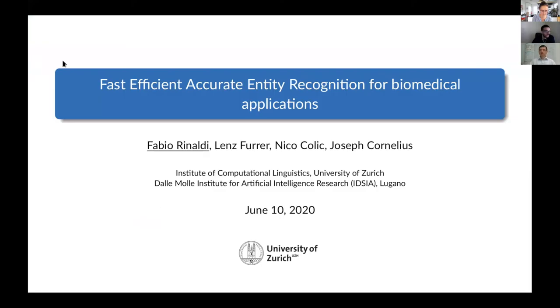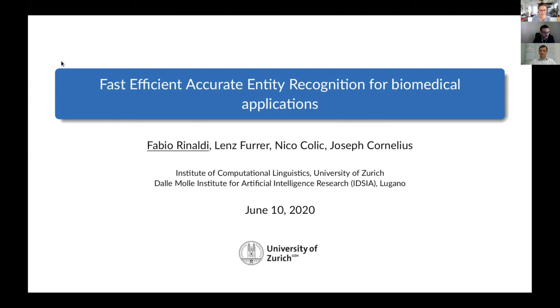I'm going to present work that my group, former group at the University of Zurich, has done in the past few years, and that I also intend to continue with my new group in Lugano. I recently moved from the University of Zurich to Lugano, where I am heading a new NLP group, natural language processing.